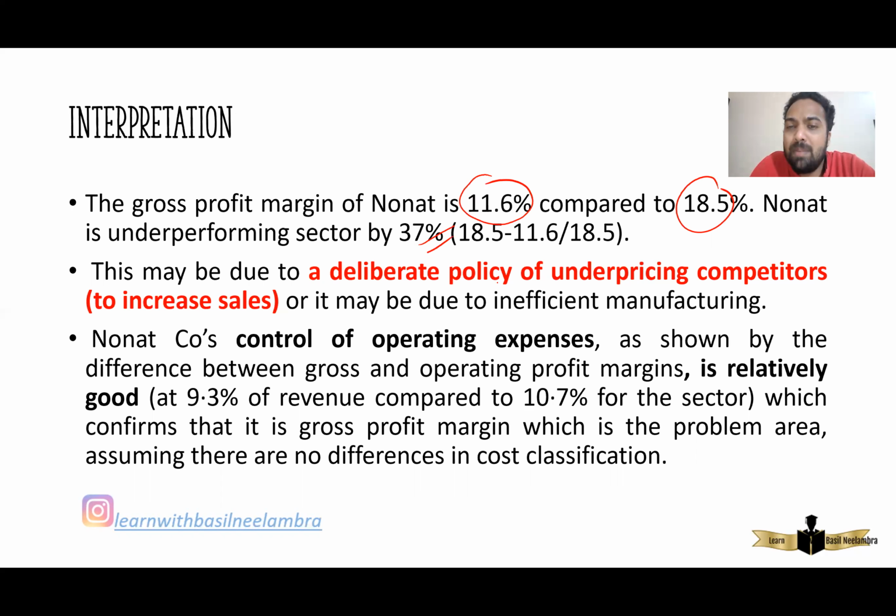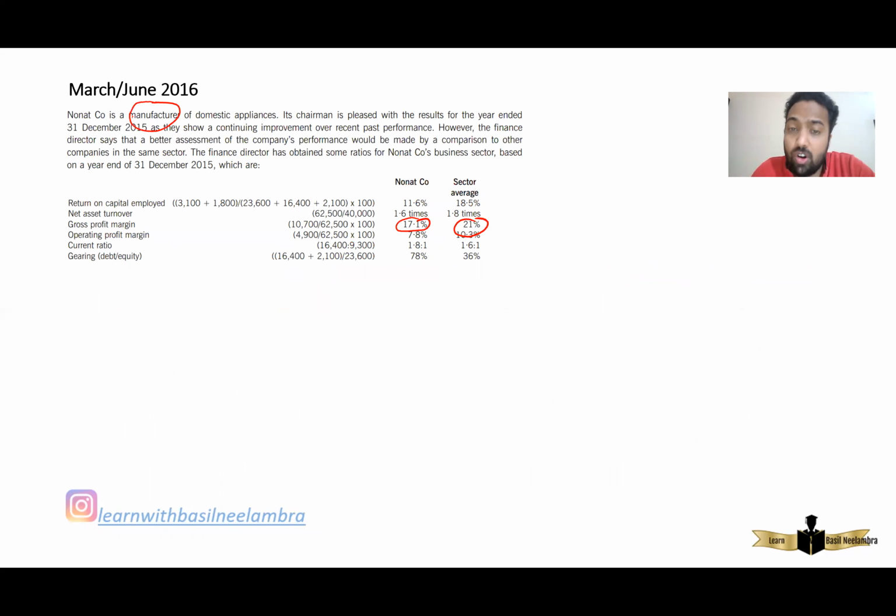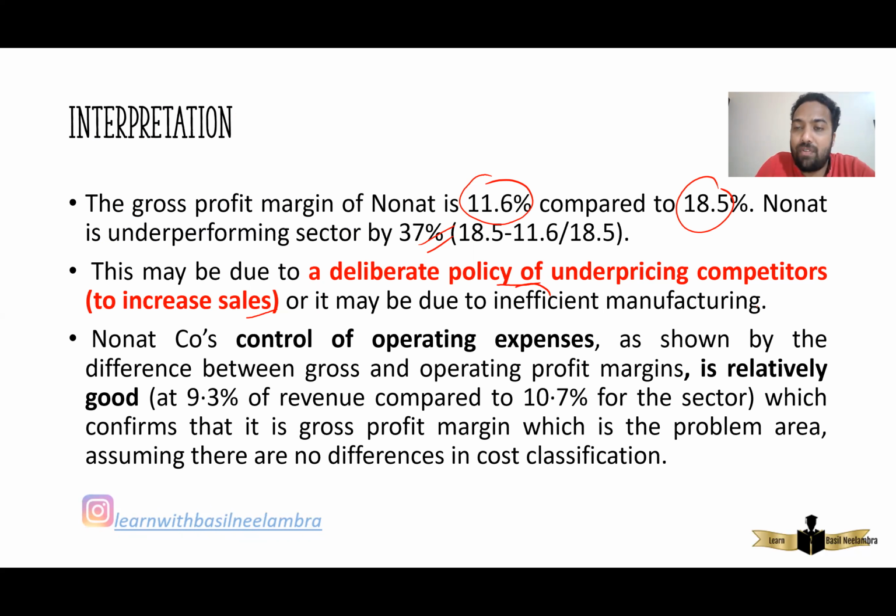This may be due to a deliberate policy of underpricing competitors to increase sales. That's it. Now it was a manufacturing company. So we just wrote maybe that may be due to inefficient manufacturing as well. The other one, Cocktail, was a retail sector, so we cannot write that point. For a manufacturing company, you simply write maybe inefficient manufacturing of products. So customers are not interested.